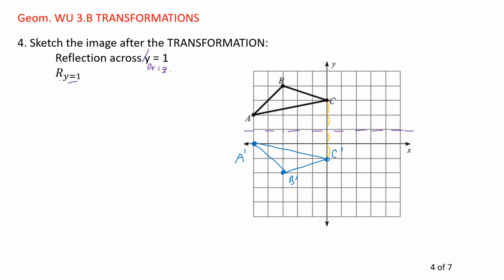Typically on these it would ask you for the coordinates. This one is just asking for a picture. If you were to ask for the coordinates, then you erase everything except the origin. For example, A prime is side to side 5, up and down 0. B prime is from the origin -3, -2, and C prime is side to side 0, down 1.